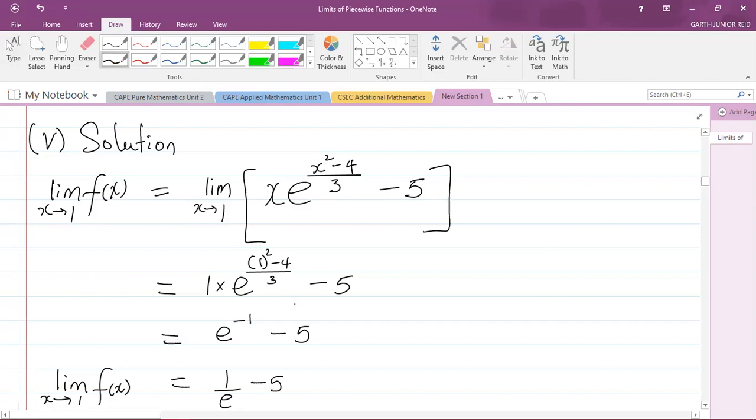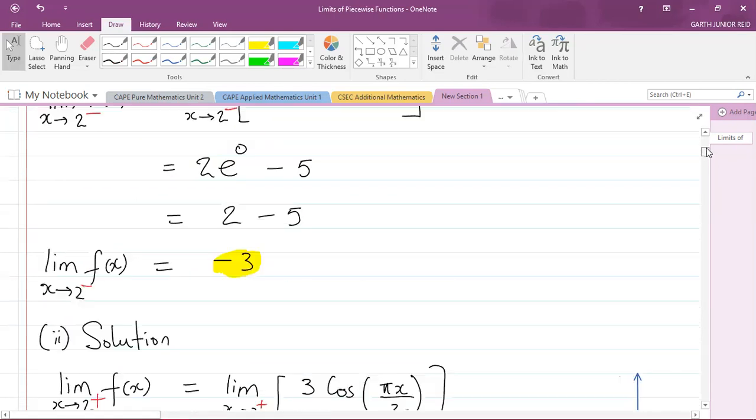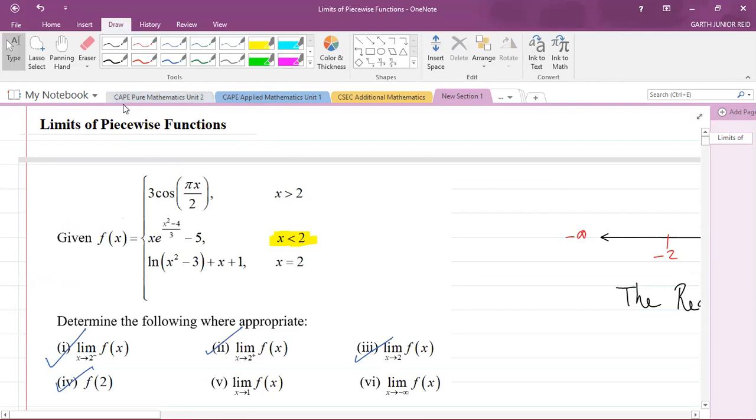You could also leave it as e to the power of minus 1 minus 5, but in maths, we don't really tend to leave our answers with a negative index. That's the reason why I converted it into a positive index by writing it as 1 over e minus 5. So that is my answer for part 5.